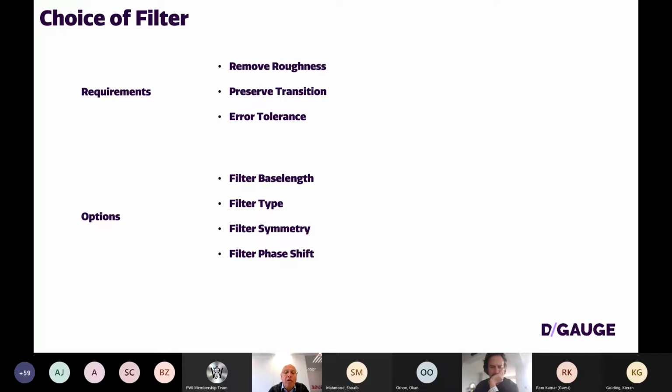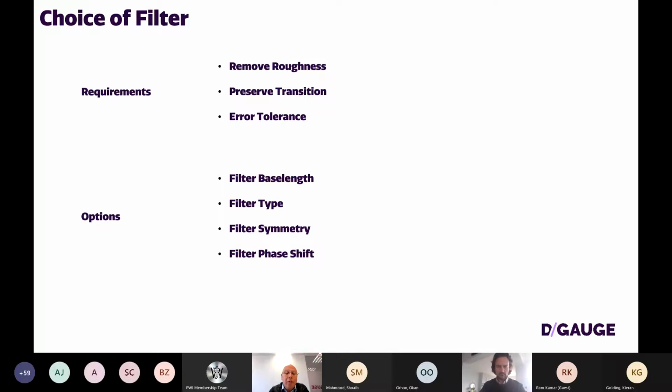And the options we've got at our disposal are a number of things. The first thing is the filter base length. That's saying how long ahead and behind is our filter looking to say what data have I got. It's looking at the filter type. There's all sorts of filters that you can use. If you look in Wikipedia, for example, you can find anything from boxcar filters, Butterworth filters, triangular filters, averaging filters. Each one has slightly different characteristics in terms of what it does.